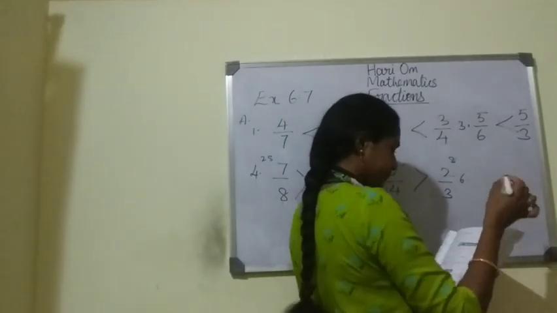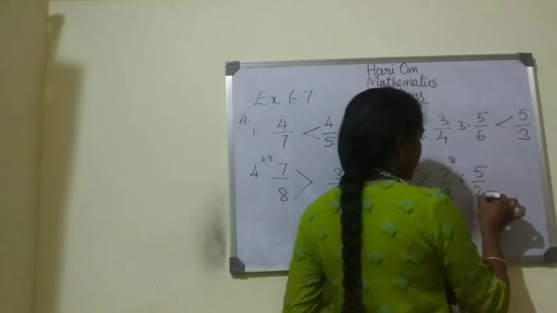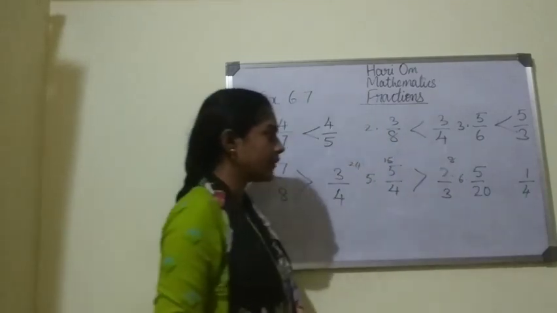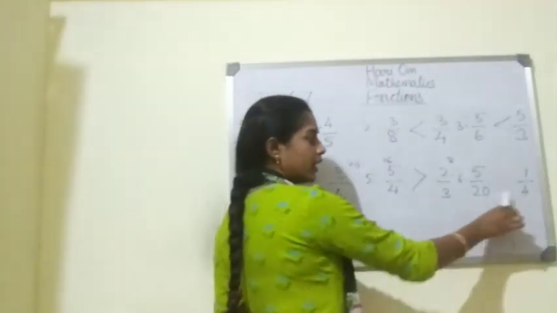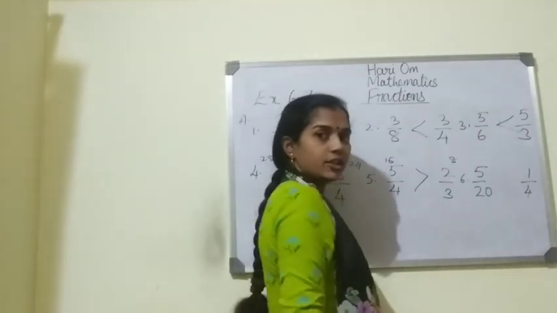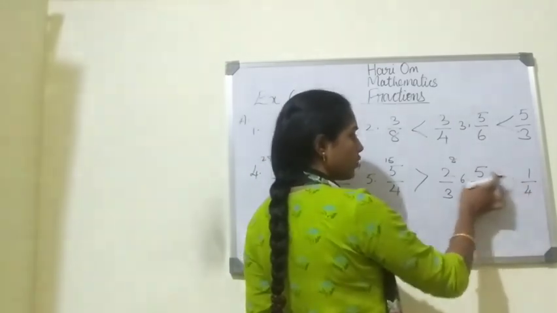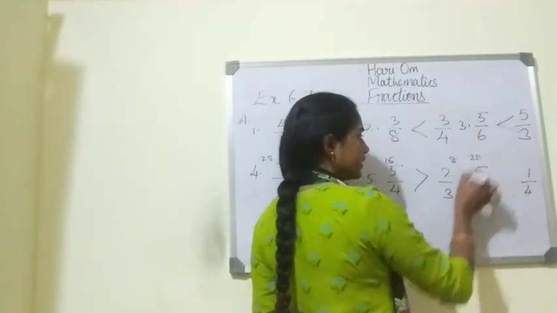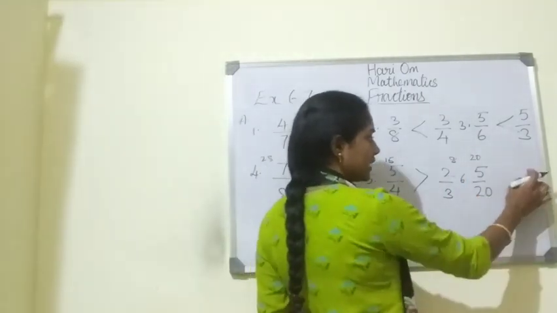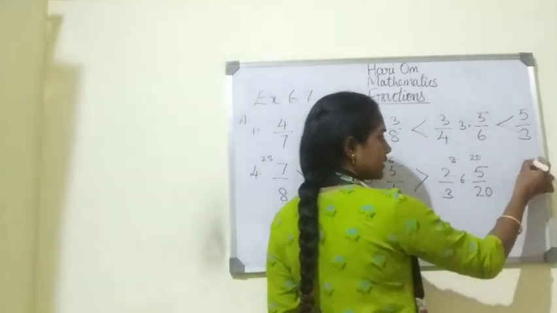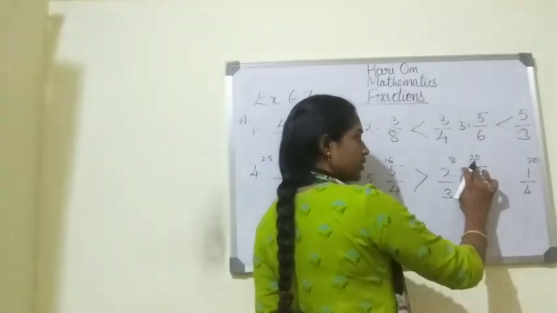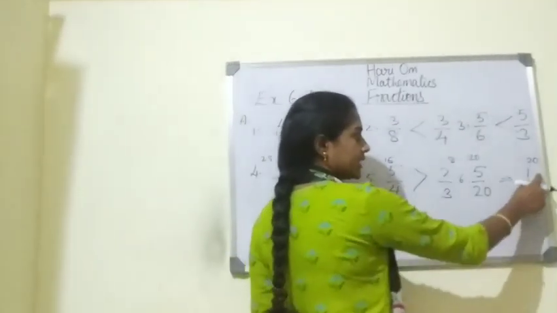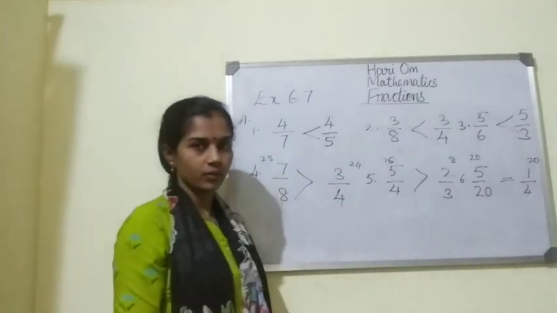Sixth one, 5 by 20 and 1 by 4. Different denominators, different numerators, so cross multiply. 4 5s are 20. 20 1s are 20. Both are 20 and 20. So both are equal. So 5 by 20 is equivalent to 1 by 4.